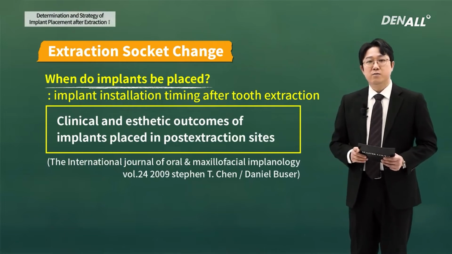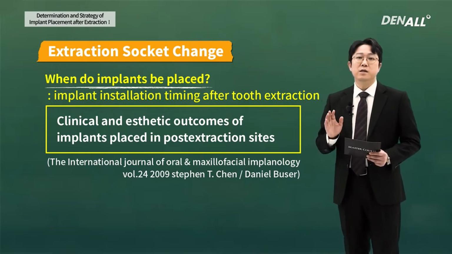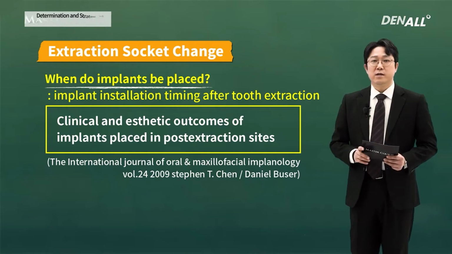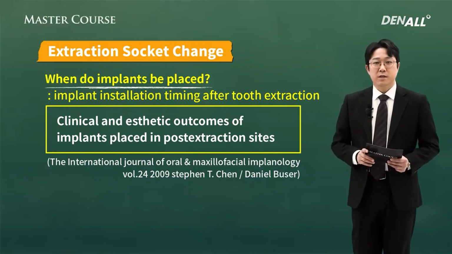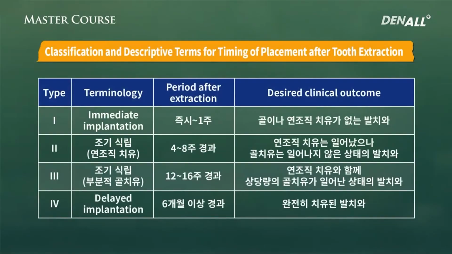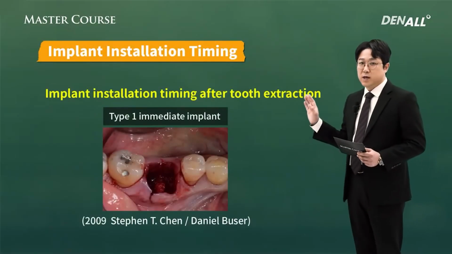Immediate implant placement classification was introduced by Chen and Boozer in 2009. 4 different categories were introduced, and this is the most cited category. There are 4 types in determining implant placement period. Let's look at each one.